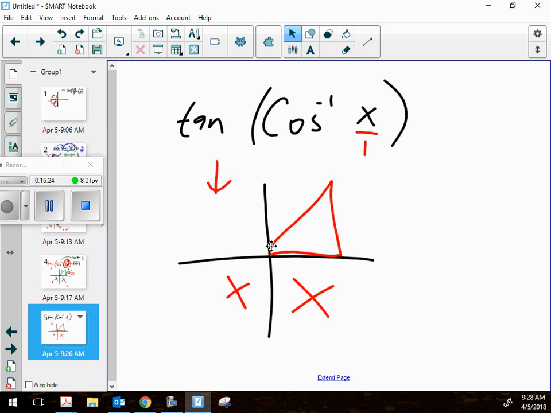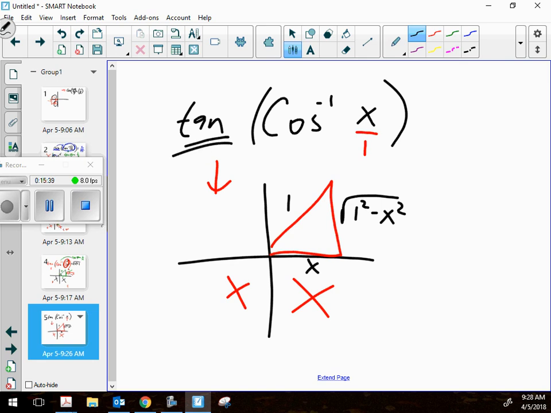All right, so then cosine is adjacent over hypotenuse, and then this last side, which pretty much everybody had, 1 squared minus x squared, or 1 minus x squared. All right, now the tangent part of it is simple, right? This last piece is so easy. TOA, opposite over adjacent.